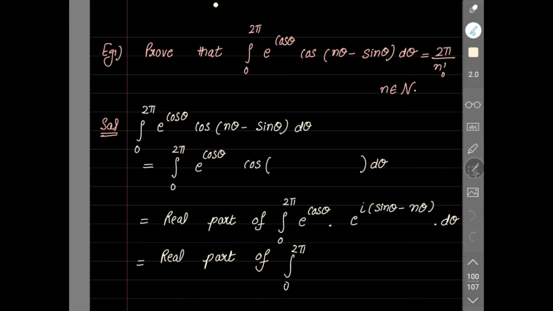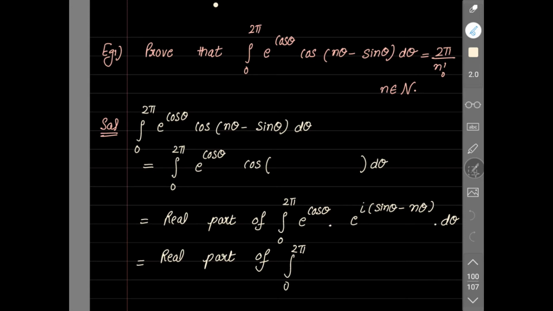Keep this in your mind. Alright, let's start with the example. Prove that the integral from 0 to 2 pi of e to the power cos theta cos(n theta minus sin theta) d theta is equal to 2 pi over n factorial, where n belongs to the natural numbers.